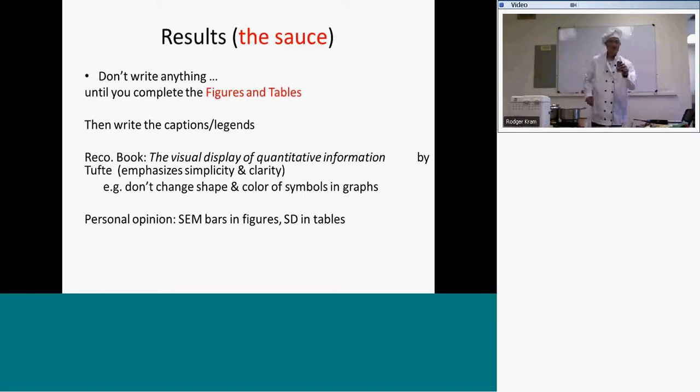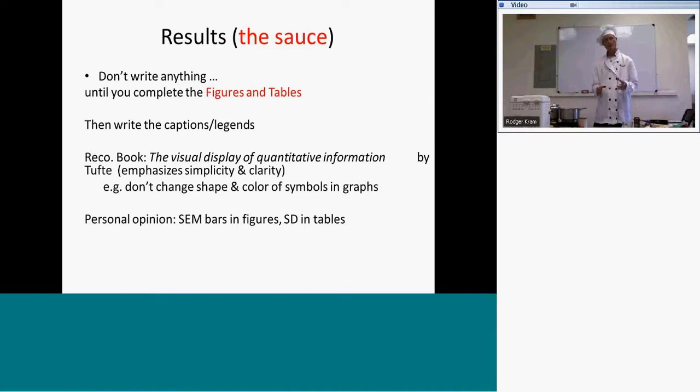Next section is results. And I would suggest, even though this is a talk about writing, that you don't write anything until you've completed the figures and tables. The figures and tables are what everybody's going to look at first, and they're the most important, and you have to agree as to what they are before you start describing them. So make your figures and tables, and then write the captions and the legends.